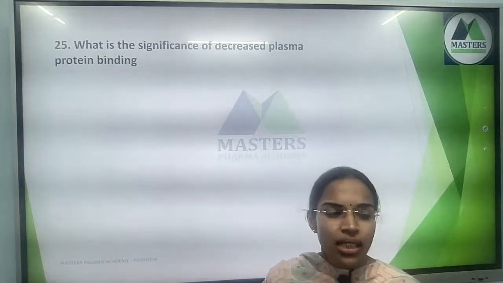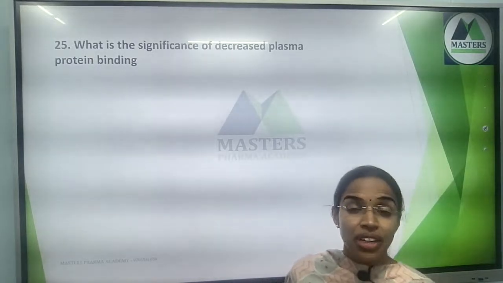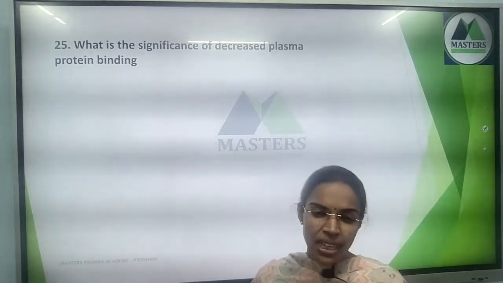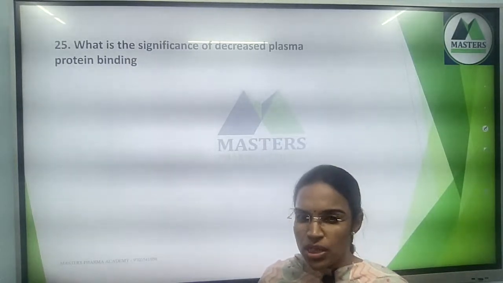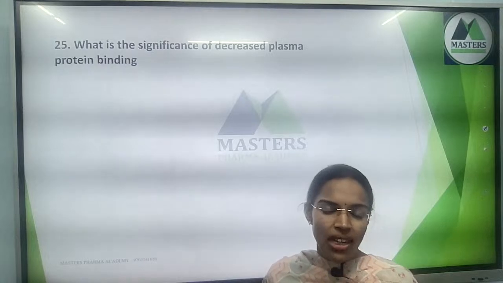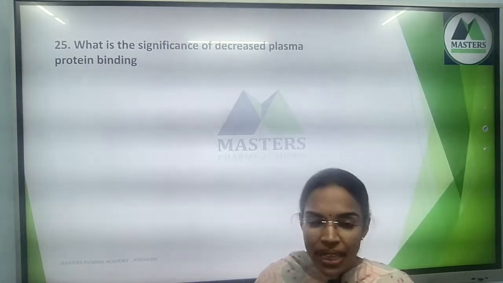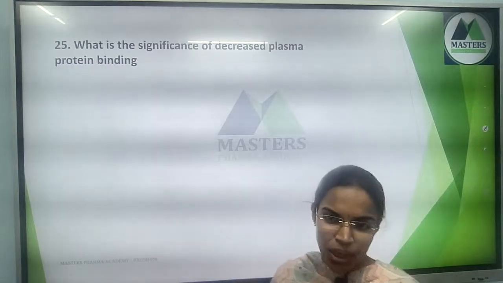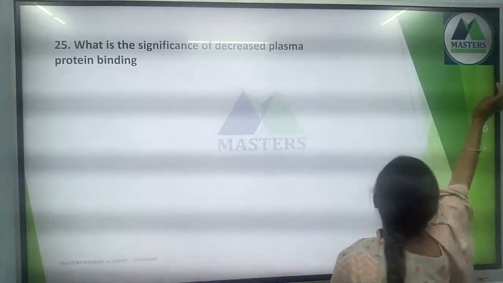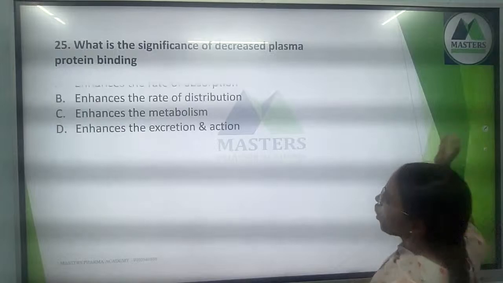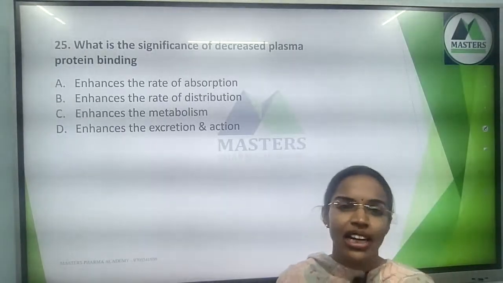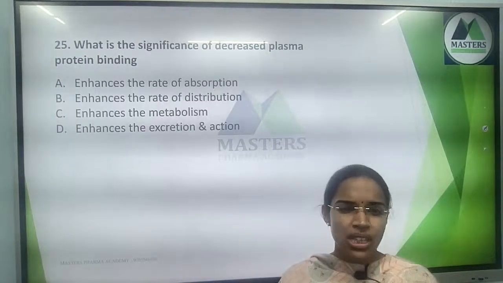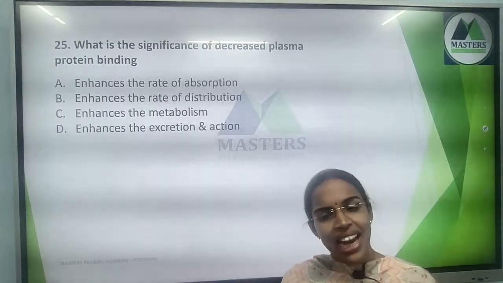Question number 25. What is the significance of decreased plasma protein binding? In the question paper the word decreased is not mentioned, so please correct the question. The options are enhances the rate of absorption, enhances the rate of distribution, enhances metabolism, and enhances excretion and action.